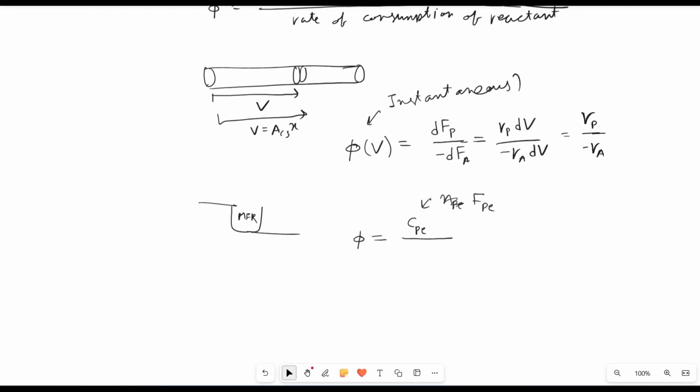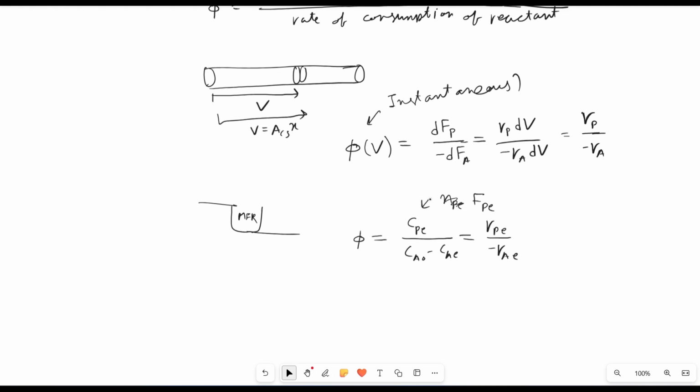Fp at exit, but the volumetric flow rate cancels out since it is a constant density system. So Cp exit divided by Ca naught minus Cae. This is the consumption. This is the fractional yield, which equals Rp exit divided by minus Ra exit.